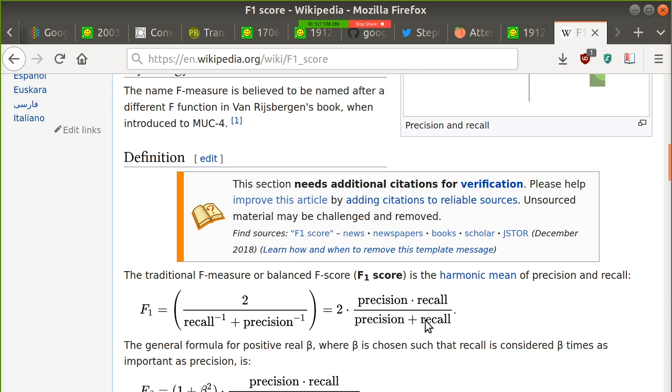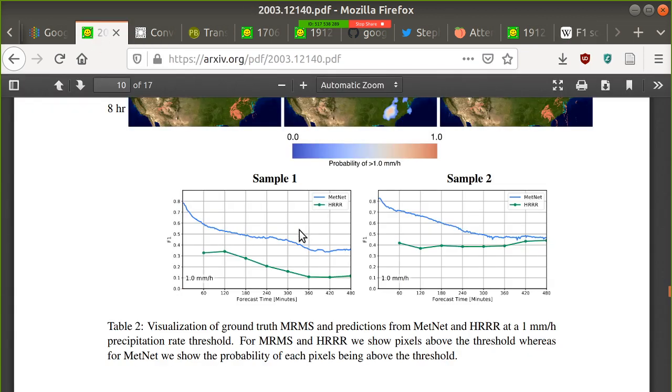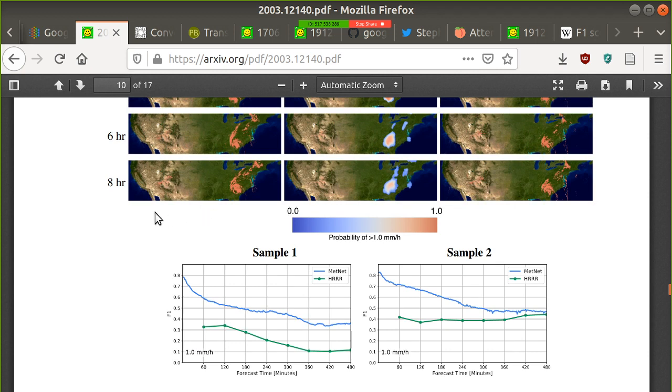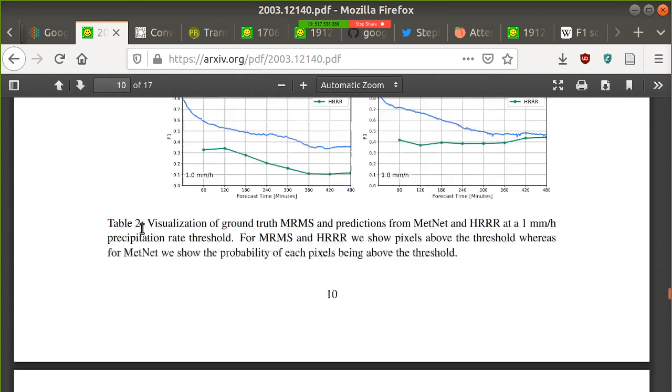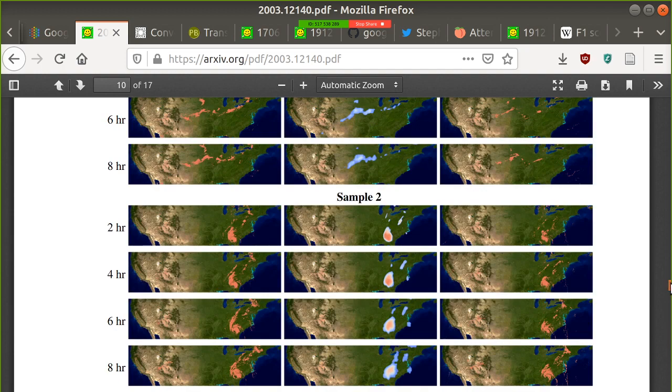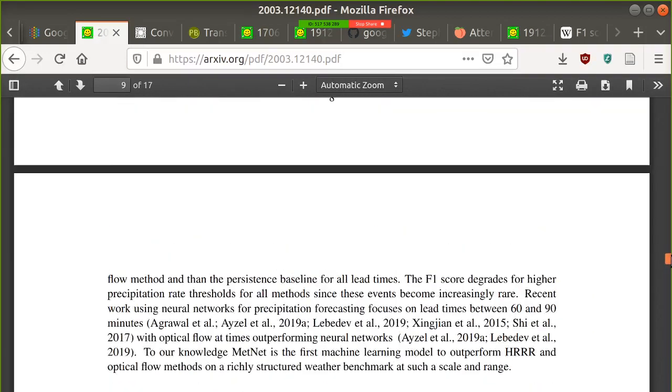So when these are both equal to 1, we have perfect performance, and we get 2 times 1 over 2, and we get an F1 of 1. That's the best possible score. And as we have worse performance, it heads down towards 0. And so they use this measure, and they compare their forecasts to their numerical weather predictions provided by NOAA, I believe.